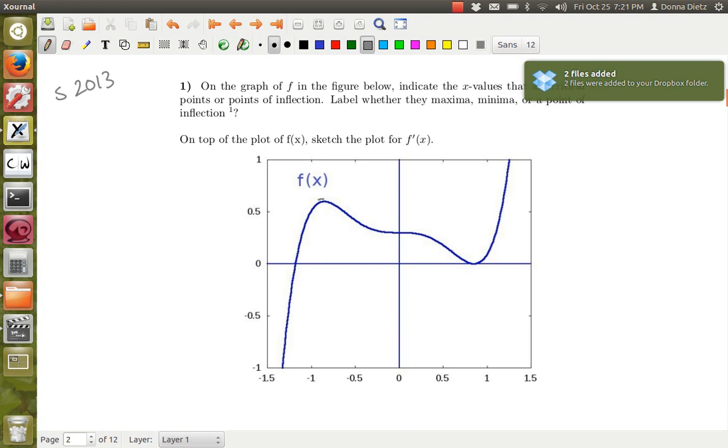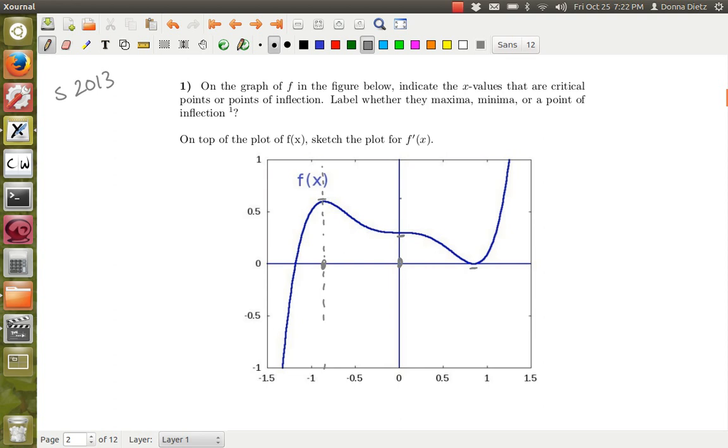First of all, I want to know where the derivative is flat. The derivative is flat here, and here, and here. So these guys are critical points. Let me see, I should have some kind of notation. These guys, so this equals critical point. Or points of inflection, aha.